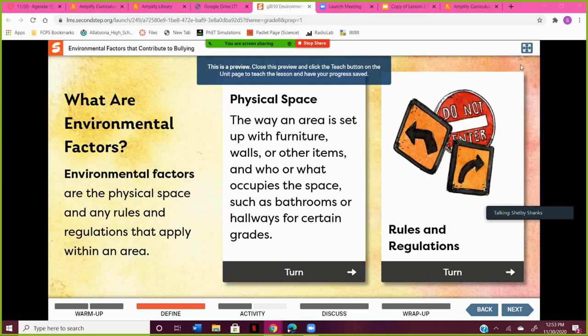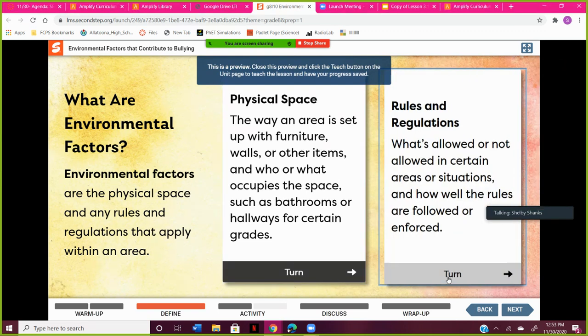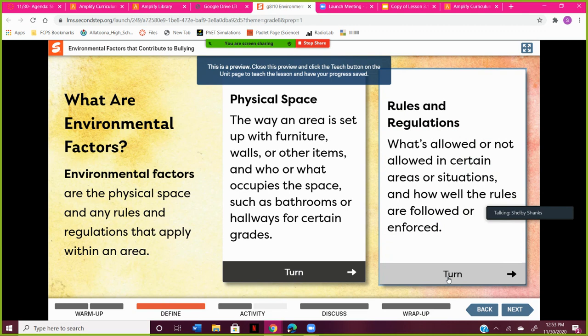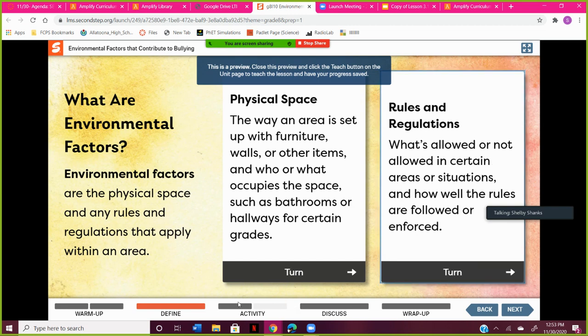And then we've got rules and regulations. Those are what's allowed or not allowed in certain areas or situations and how well the rules are followed or enforced. Now, if bullying or if fights are going on, obviously those rules are not being followed, right? They are enforced at Hayes, you guys know that, but those rules are not being followed.